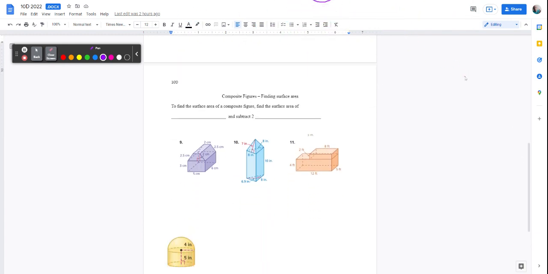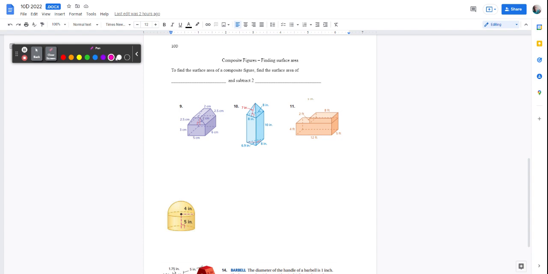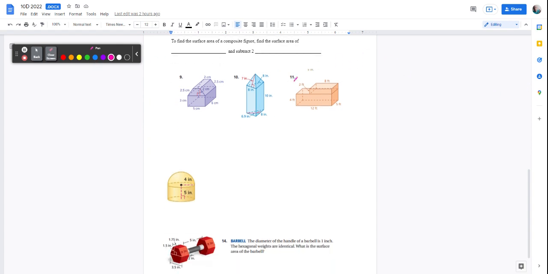Last thing I want to spend a little bit of time on is finding the surface area of a composite figure. So we have two figures put together. There are a couple different ways to do it, but I would like to think of it in a very, very simple way here. What we're going to do is find the surface area of both figures.